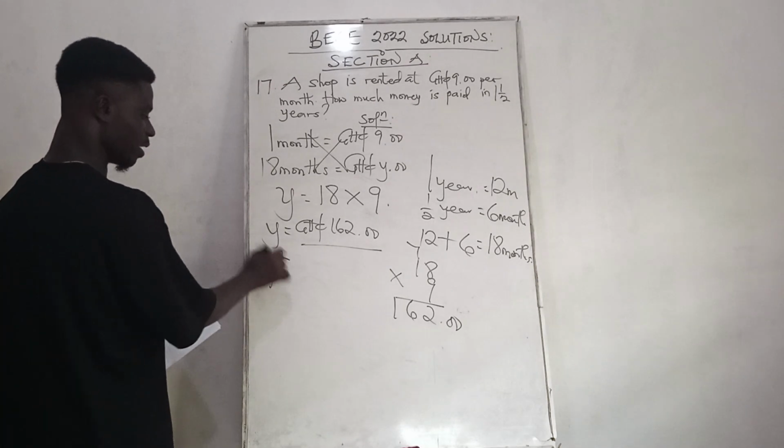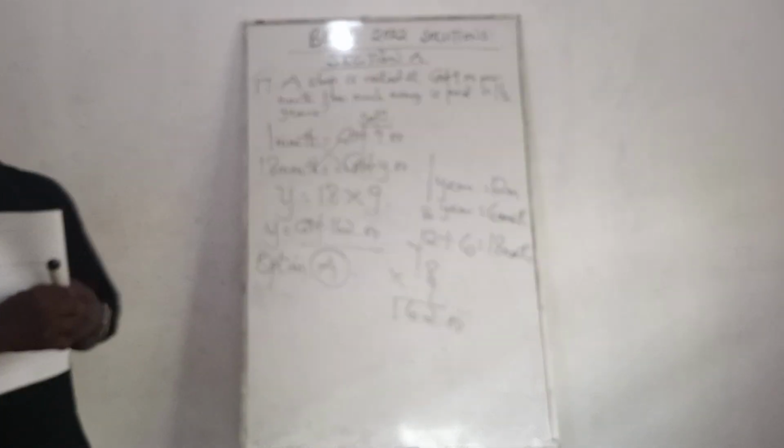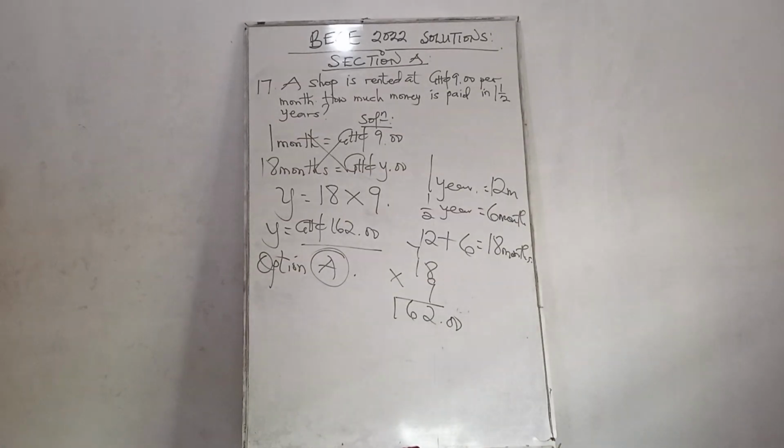So just 162 Ghana cedis. That's option A. Option A. Very, very simple. Can you watch it carefully?